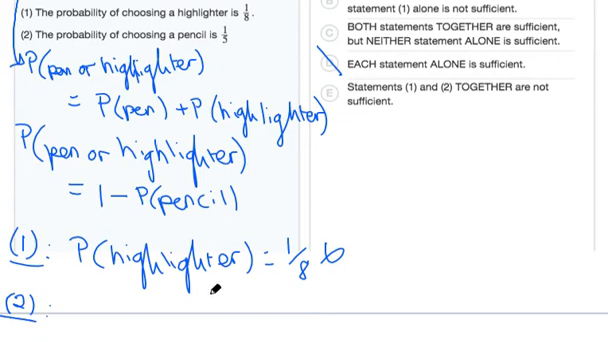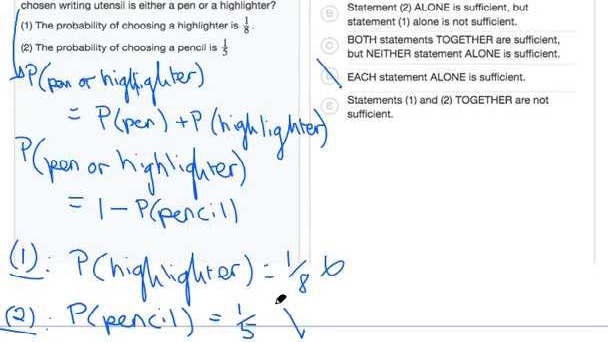Statement 2 tells us the probability of choosing a pencil is 1/5. So the probability of choosing a pencil is equal to 1/5. And we said before that if we know the probability of finding a pencil, and we look back here, that's one of the options to find the probability we're looking for. So we would be able to plug 1/5 into here and find our probability of a pen or a highlighter. So this is enough information to be able to find the probability we're looking for. So statement 2 alone is sufficient.